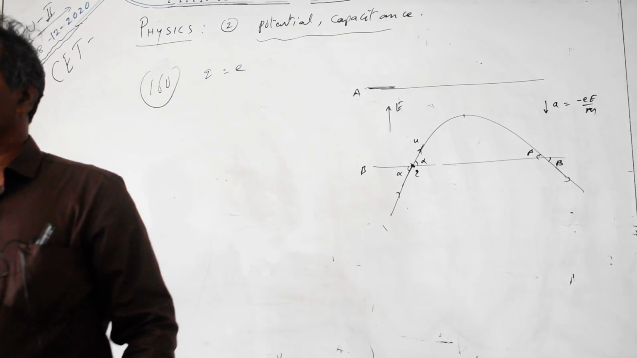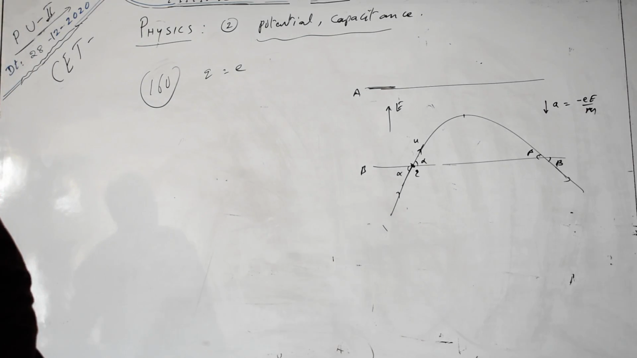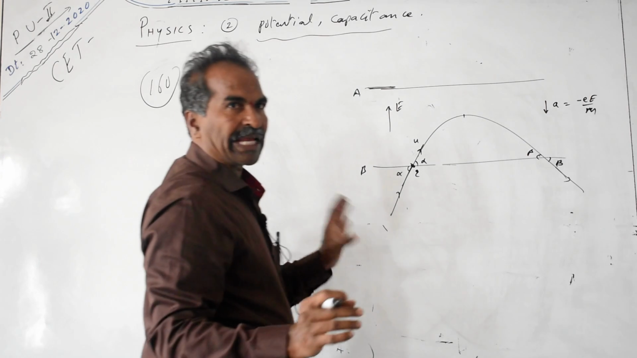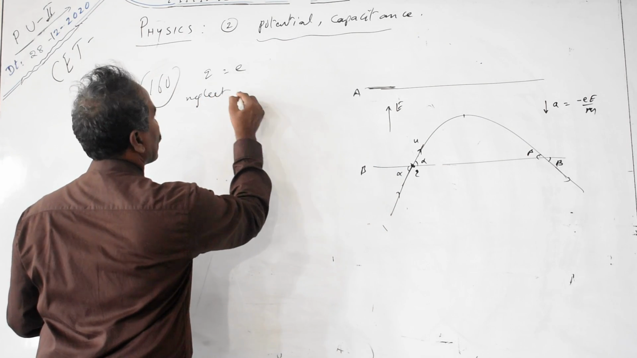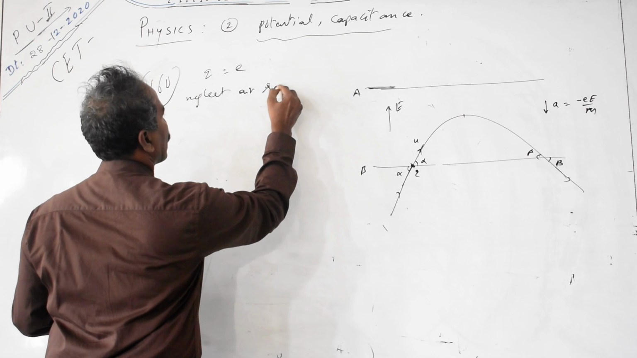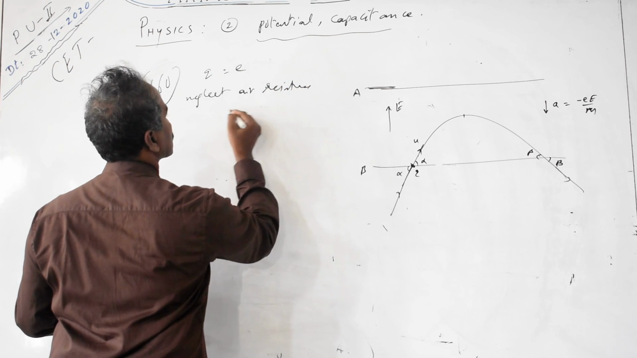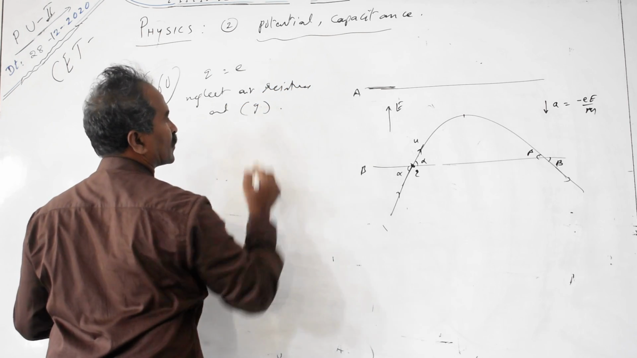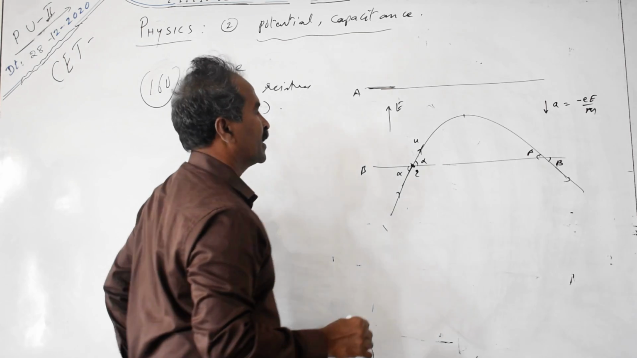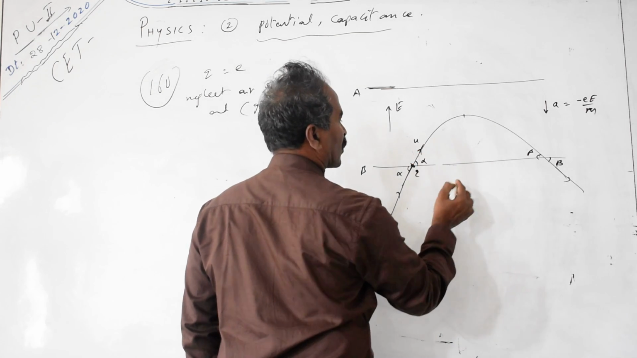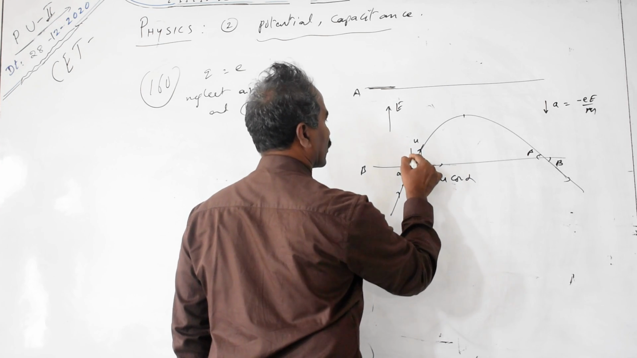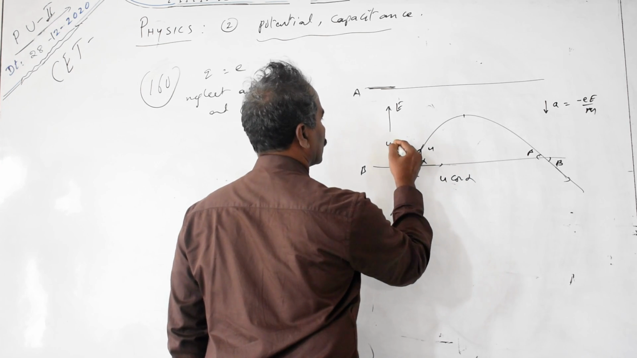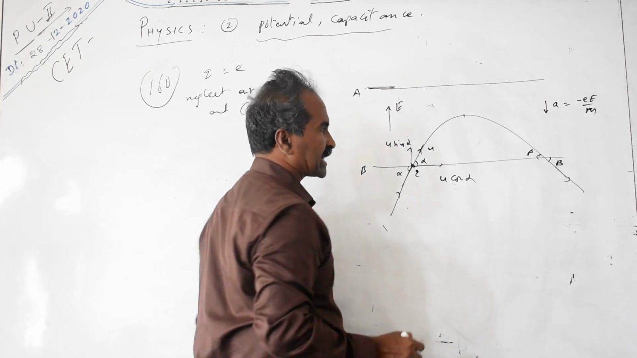So what remains constant for this one is, it is just like projectile motion. Neglect air resistance and acceleration due to gravity, according to the options given. So the velocity is divided into components. You will have the horizontal component u cos alpha and the vertical component u sin alpha, just like projectiles.